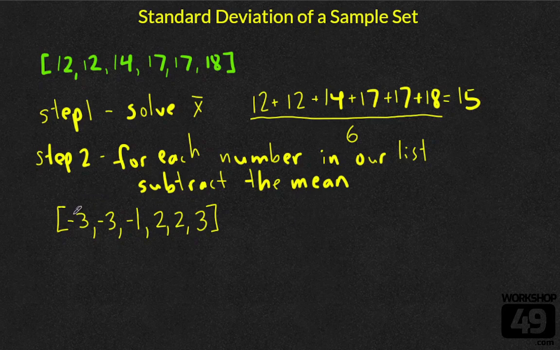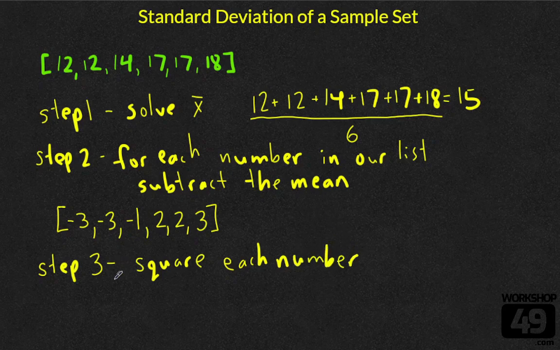It's still all going to work. It turns out, even if you forget whether you take this number and subtract the mean, or do the mean subtract this number, we're going to get the same answer, because in step 3, we are going to square each number. Square each number. And you're going to end up with a list that looks like this.